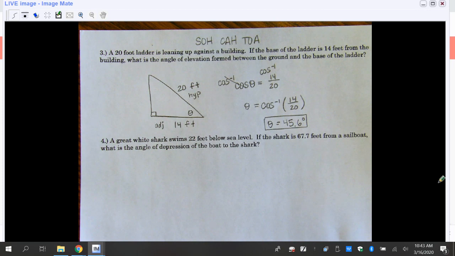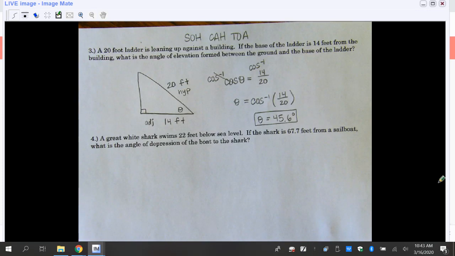All right, so now number 4, the picture here is a little bit trickier to draw. So I want you again to just pause the video, read through it, and try to get the picture on your own. All right, so let's see how you guys did.